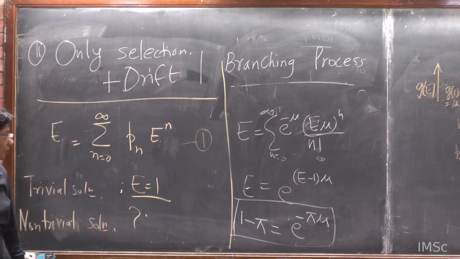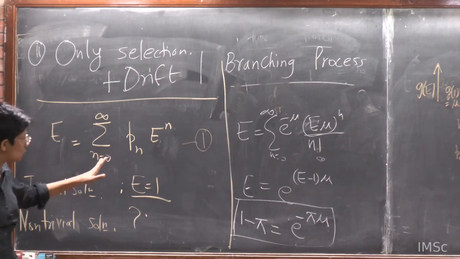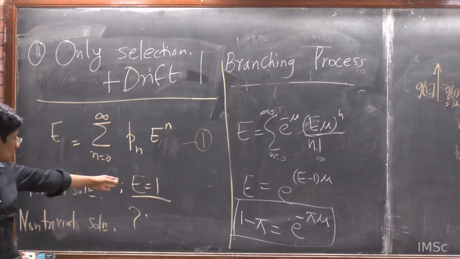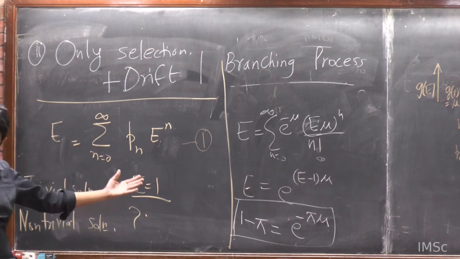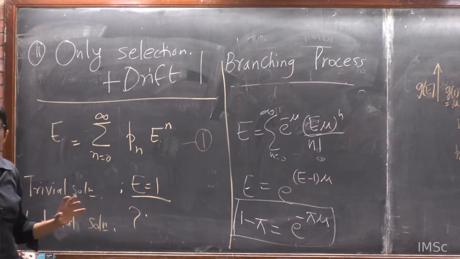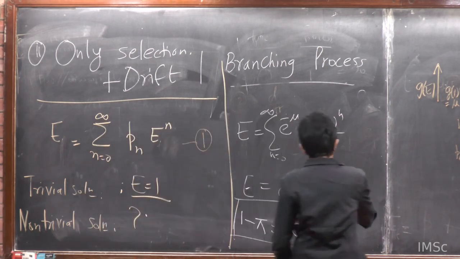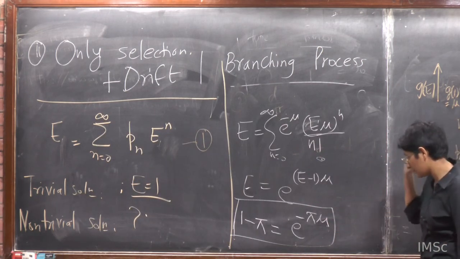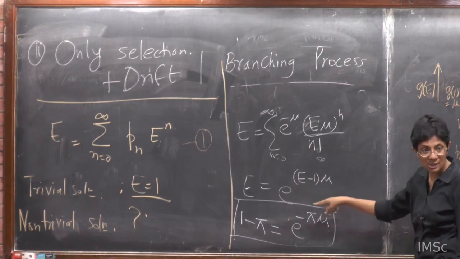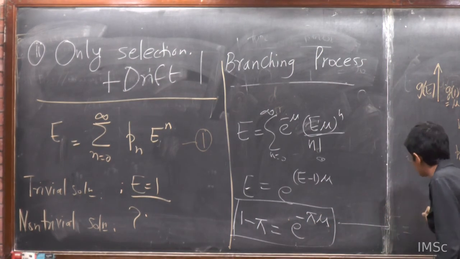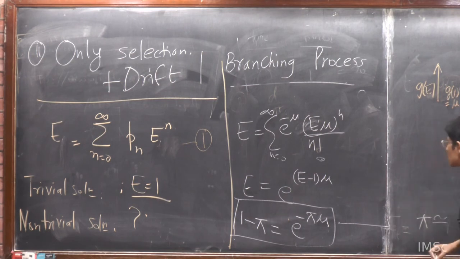So this you have to solve graphically. Oh, sorry, mu is just the average, so do not confuse it with mutation rate, sorry. So this is the equation which you have to solve graphically, numerically, but assuming that pi is small, you can expand it. Taylor series expansion of this, and you should be able to show that pi turns out to be approximately 2 times mu minus 1.